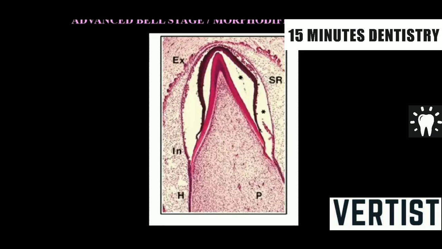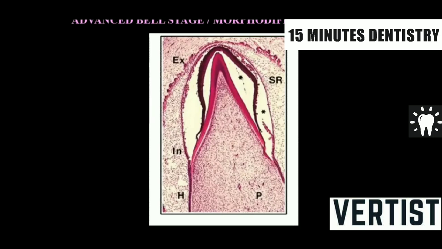And in the advanced Bell stage, you can say morphodifferentiation has taken place. Till the Bell stage, in the cap stage and the bud stage, there is proliferation. While in the Bell stage, you get histodifferentiation. The cells start differentiating. Histo means cells start differentiating. In morphodifferentiation, they start forming the structures they are supposed to form. So in morphodifferentiation, inner enamel epithelium gets converted into ameloblast, odontoblast, and dental pulp. Ameloblasts give rise to enamel, odontoblasts give rise to dentin, and dental papilla becomes dental pulp.